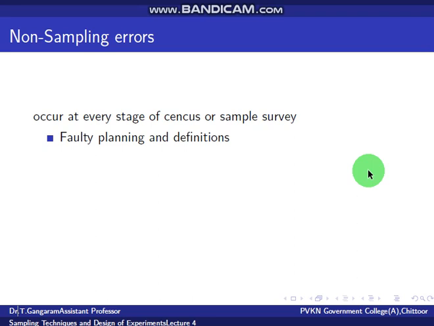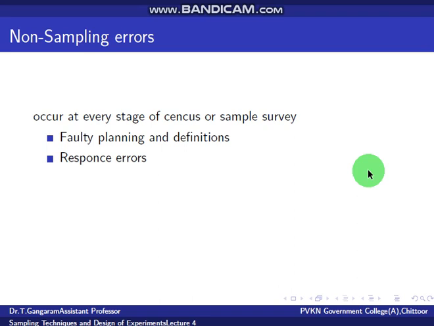faulty planning and definitions. Planning of a survey consists of stating the purpose of the survey clearly. These objectives are later put to action. A set of specifications are given for the collection, processing, and publication of the data. Hence, non-sampling errors can arise because of errors in location of the units, errors in recording and measurements, errors due to ill-designed questionnaire, errors due to lack of trained and qualified enumerators, and lack of adequate supervisory staff.